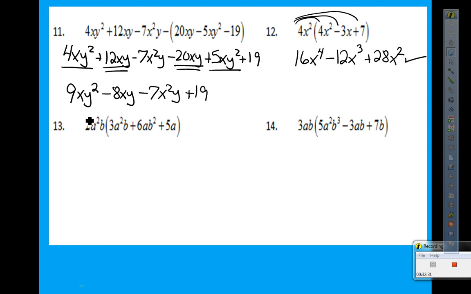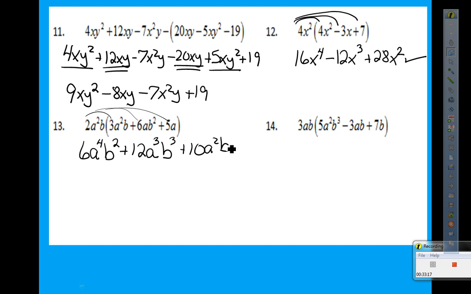Number 13, let me distribute, remembering to add your powers. So 2 times 3 is 6. A to the 2 plus 2 is 4. B to the 1 plus 1 is 2. Now go to your next term. 2 times 6 is 12, so I got plus 12. A to the 2 plus 1 is 3. B to the 1 plus 2 is 3. Last term, plus 10. 2 plus 1 is 2. B to the 1 plus none, so just plain old B.